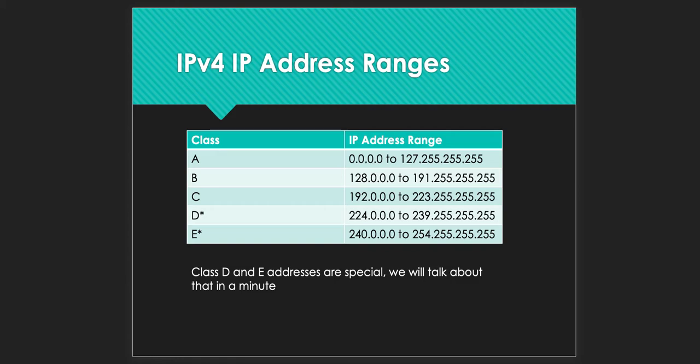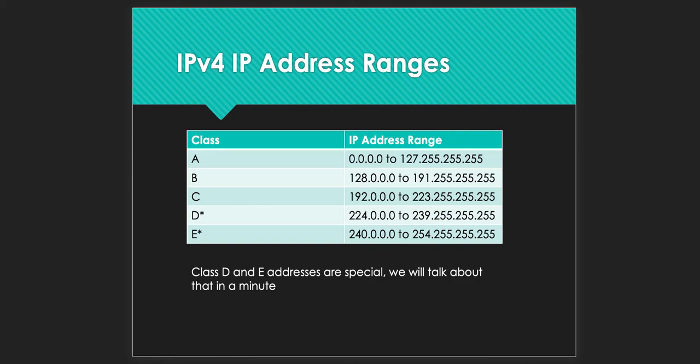So a Class A IP address is from 0 to 127. Class B is 128 to 191. Class C is 192 to 223. Class D is 224 to 239. And Class E is 240 to 254. Class D and E are really special. They're used for different things, and we normally will stick around in the A, B, and C range for a lot of the things that we want to do.